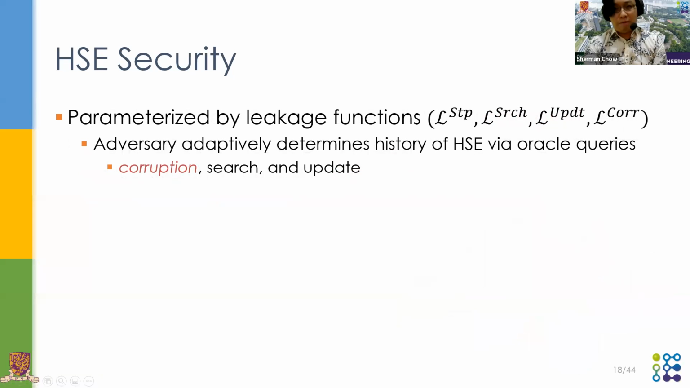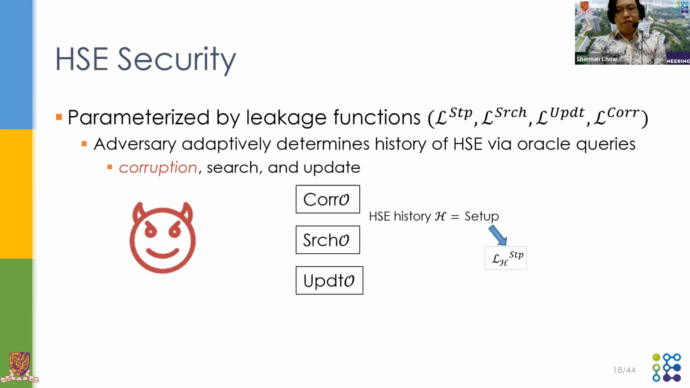In modeling the corruption of a writer, we have an additional corruption oracle. Because we still have the leakage-based definition, this has an implication on the history of the execution of all HSE algorithms through all these oracle queries.